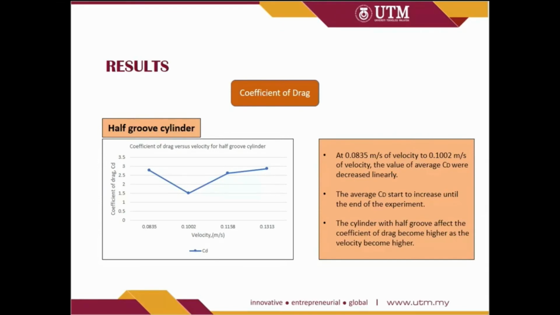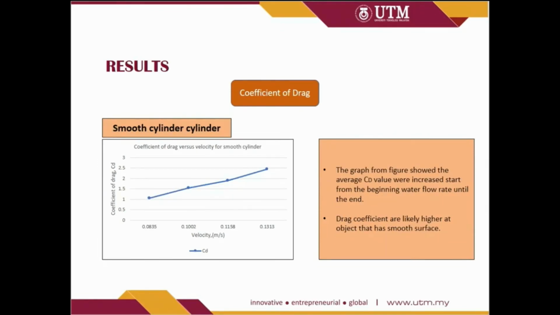Then we proceed to the smooth cylinder. The graph from the figure showed the average CD value increases from the beginning water flow rate until the end. To conclude, the drag coefficient is likely higher for the object that has a smooth surface.